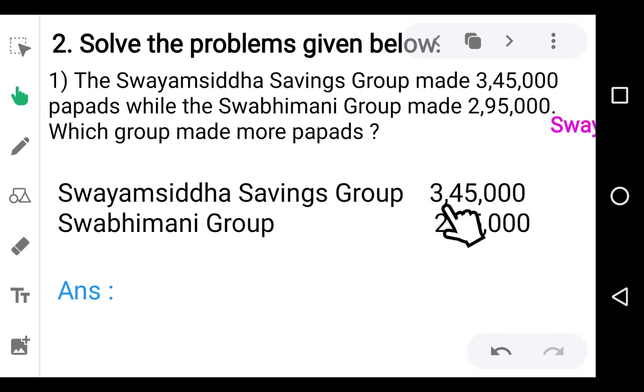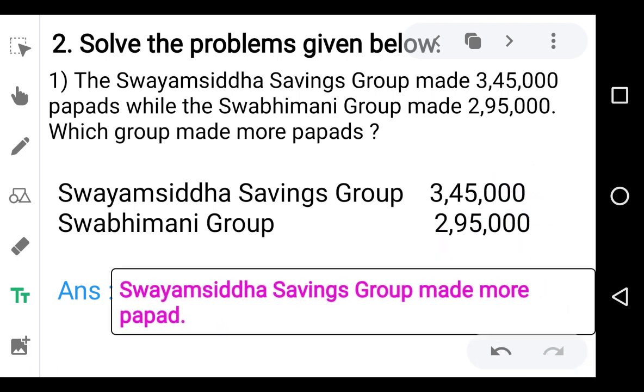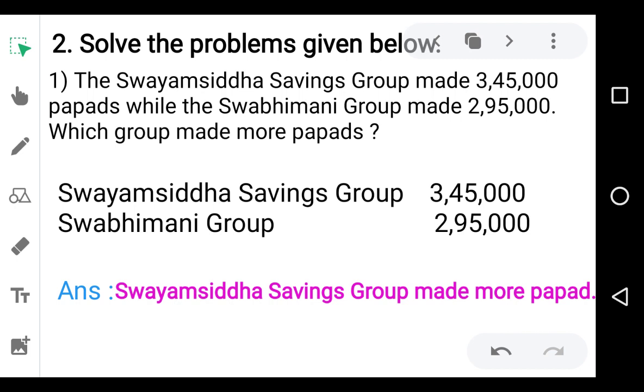So see here, this is 3 lakh and this is 2 lakh. So 3 lakh is bigger. So the answer is the Swayamsiddha Group made more papads. So answer is Swayamsiddha Saving Group made more papads. Now see the next question.